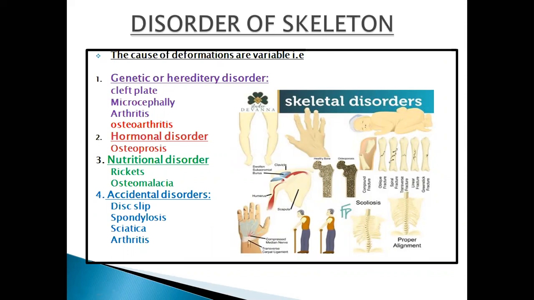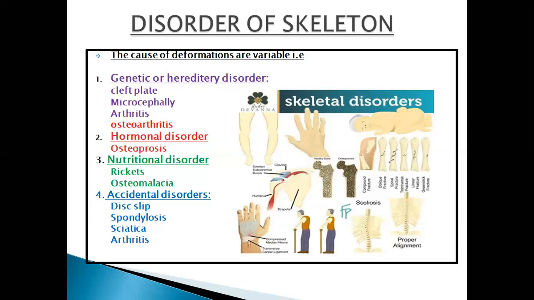We have discussed the skeletal system, in which you have seen the appendicular skeleton and the axial skeleton that was composed of different types of bones. Now, if there is any problem in those bones, it is known as a disorder of the skeleton. And the causes of deformations are variable. The disorders are different and their causes are also different.